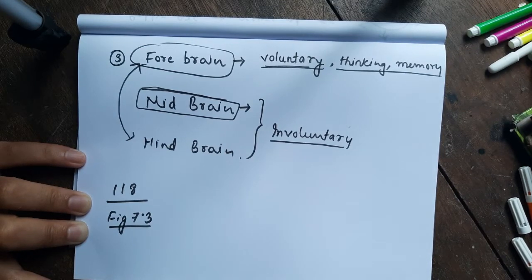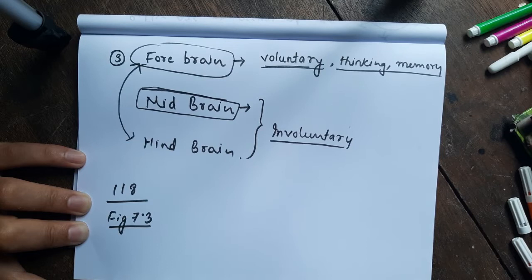Hindbrain, we already know, consists of medulla, cerebellum, and pons; it's already given in the notes. Medulla will control your blood pressure, salivation, and vomiting. Pons will help in communication between different parts of the brain. And cerebellum is responsible for balancing or maintaining equilibrium.